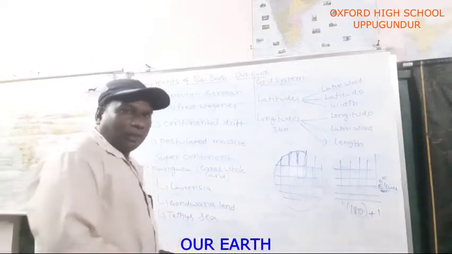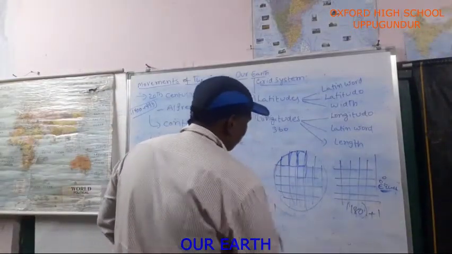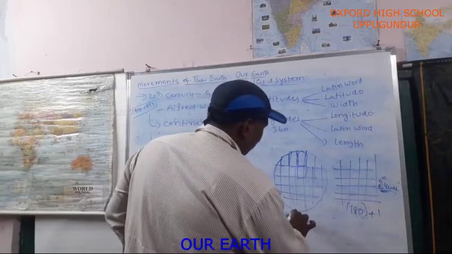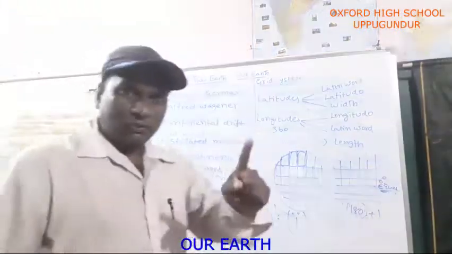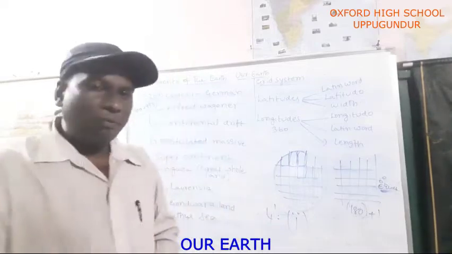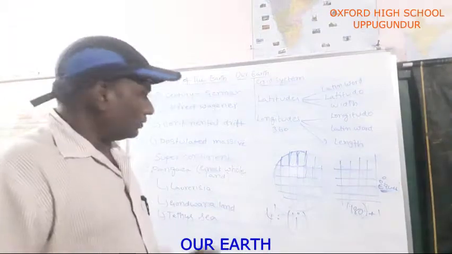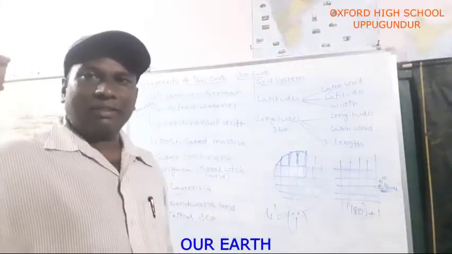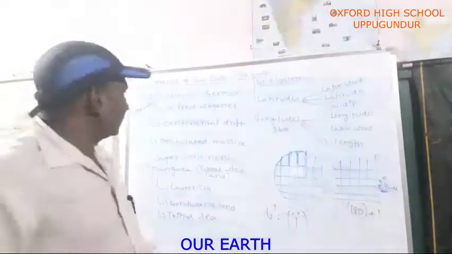If you want to cross one longitude, how many minutes will it take? 4 minutes. How many minutes? Then minutes we will show with this symbol. Okay, now do you understand? If you want to cross 1 degree, 1 latitude, how many minutes will it take? 4 minutes. Such a way, time will be calculated. I will explain later. Do you understand regarding this?